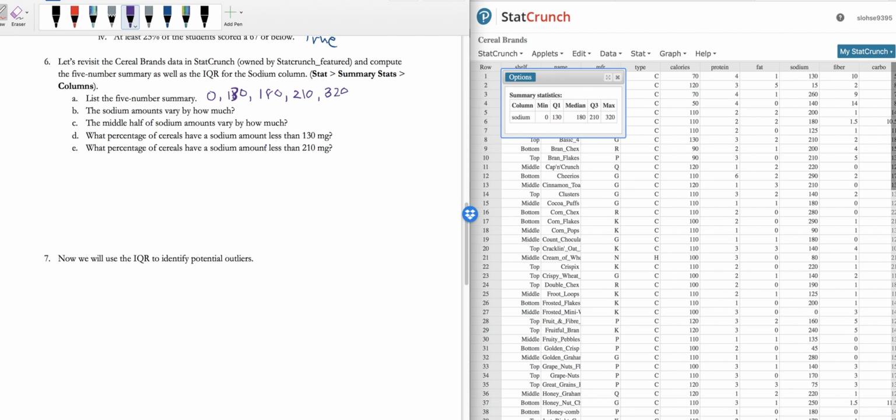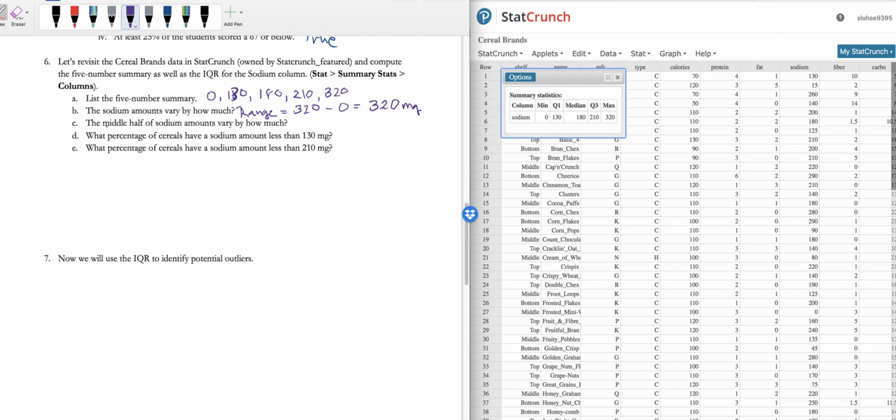Well, they're not specifying any certain subset of the range, so this is just our full range. It will give us the full amount that those sodium amounts vary. So we're going to take our maximum piece of data, 320, subtract our minimum, which is 0. So we are going to end up with 320, and we should attach some units there. Sodium is in milligrams.